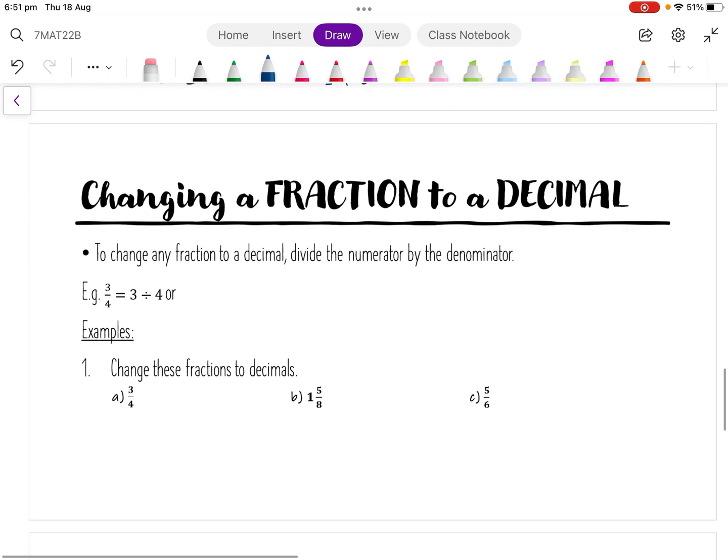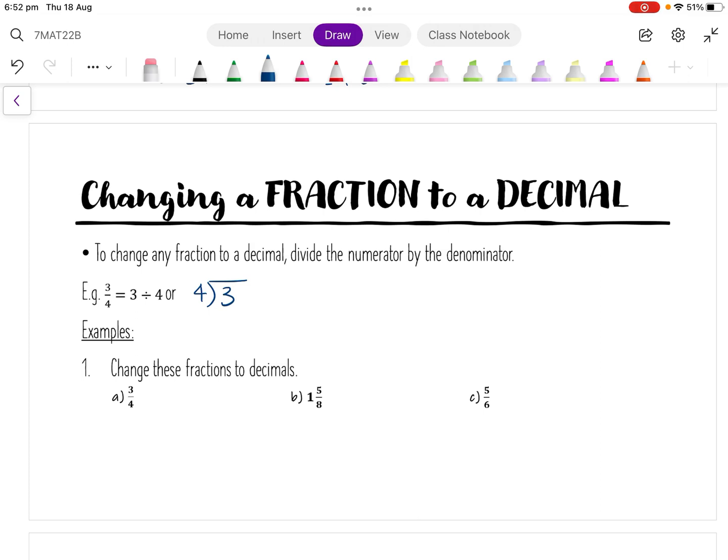Now we're going to look at how to change a fraction to a decimal when we do not have a denominator of 10, 100, 1,000, or something that can make it up to that. So to change any fraction to a decimal, we divide the numerator by the denominator. So if we have 3/4, it equals 3 divided by 4, or we can write it as 3 divided by 4 in a division algorithm, like so. If we do this, we have to put some decimal places of zeros after, which we have looked at when we were dividing decimals by decimals.